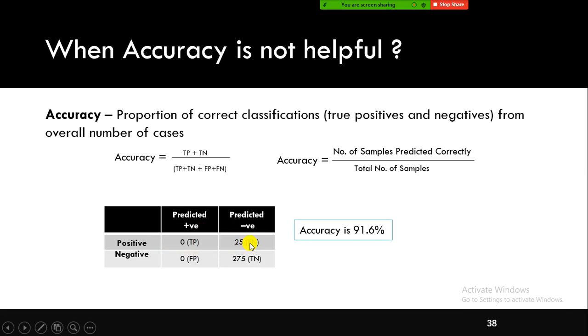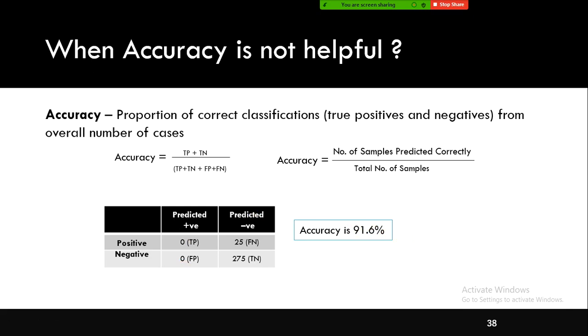Look here. In this case, actually 25 emails are positive, that means spam emails, but my model wrongly classified them as non-spam emails. Actually, this value is supposed to be here. My model should have correctly predicted 25 emails as spam emails. My model did misclassification, messed up. But when you rely on the accuracy metric, it gives us the wrong intuition. It tells us my model accuracy is very good.